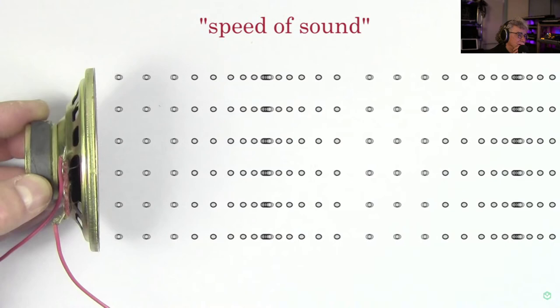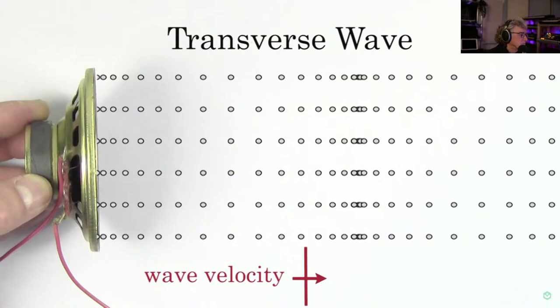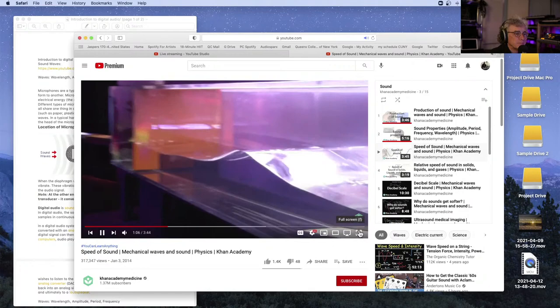We call sound a longitudinal wave because the wave is traveling parallel to the line traced out by the oscillations of the medium. The other type of wave is a transverse wave. Transverse waves happen when the wave velocity points perpendicular to the oscillations of the medium. Waves on a string or waves on the surface of water are examples of transverse waves.